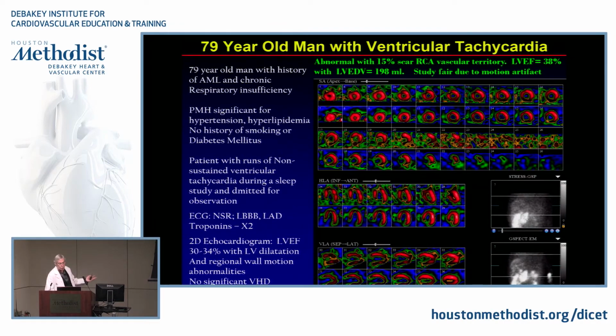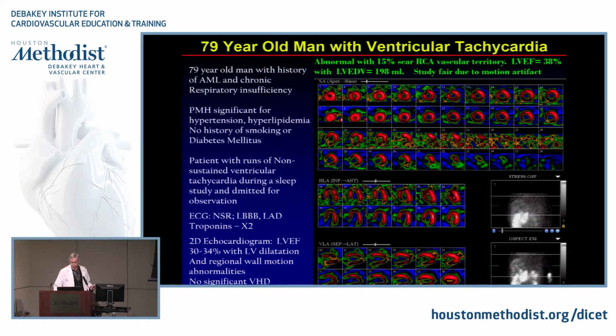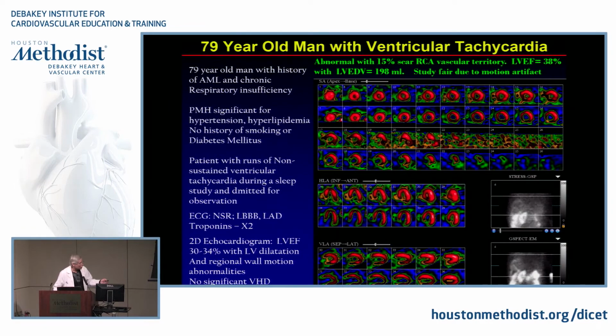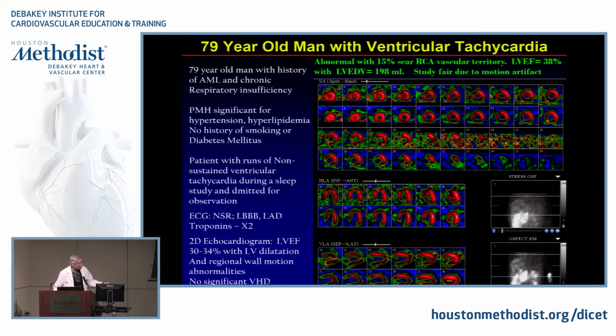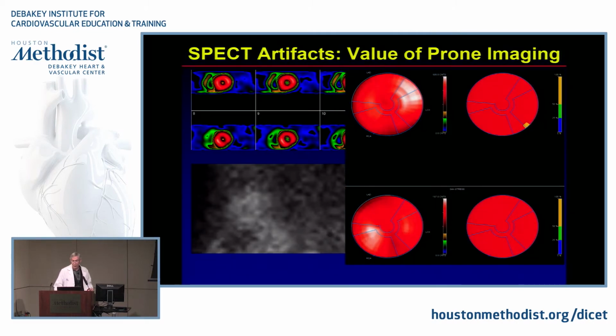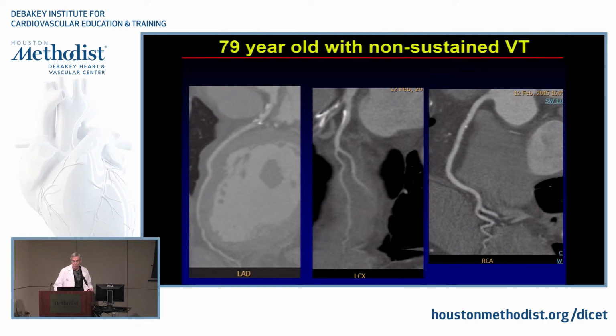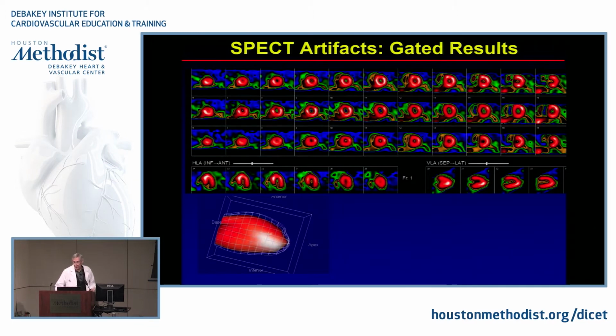And you can see here that the defect size was 15%, and it was all in the right territory. The EF was low, the ventricle was dilated, and the study quality was fair because of motion artifact, but you can see here also there is some diaphragmatic attenuation as well. So in this regard, the patient then went on to have a CT scan, as the ordering physician wanted to have clarity on this point.